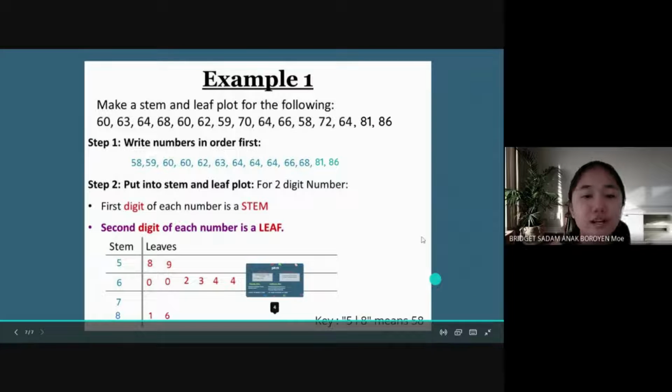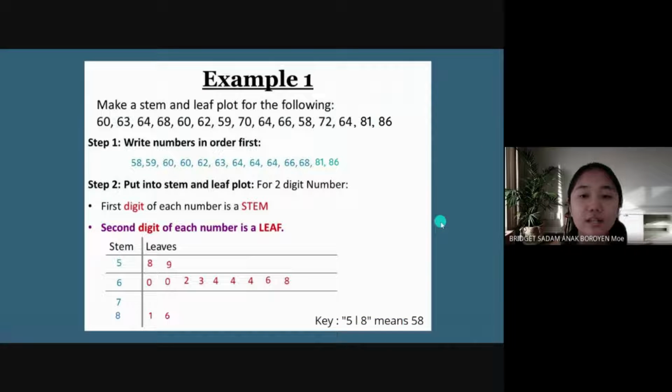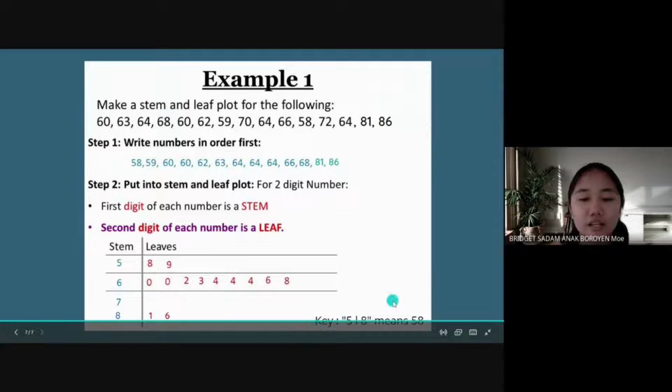This is because there are no values for the stem number 7. So there are no values for the 70s. And the last part you have to do in the stem and leaf diagram is you have to write the key. So you can see here, 5 and 8 stands for 58. That's all from me. Thank you.